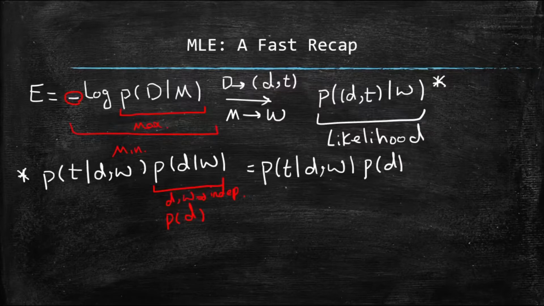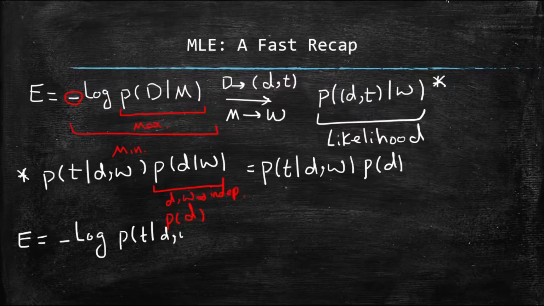So just in short, I can say that error equals minus the log of probability of t given d and w, multiplied by probability of d, right? So far so good.